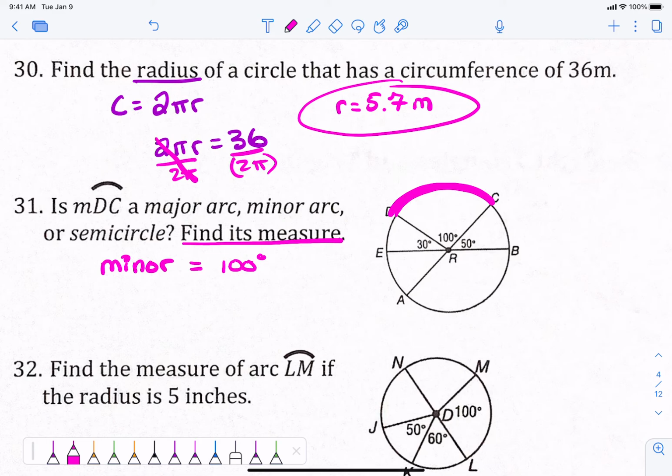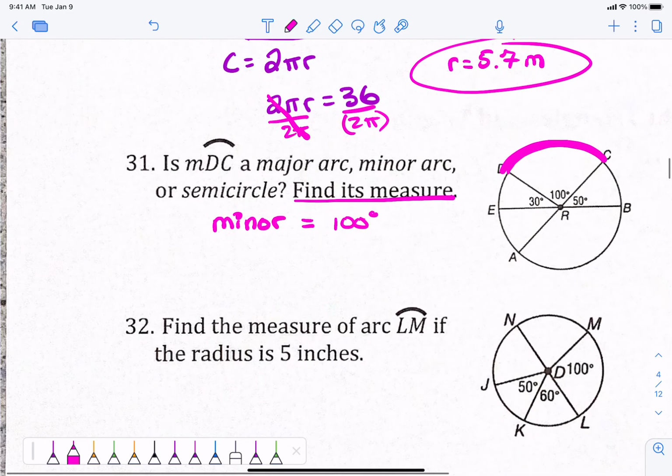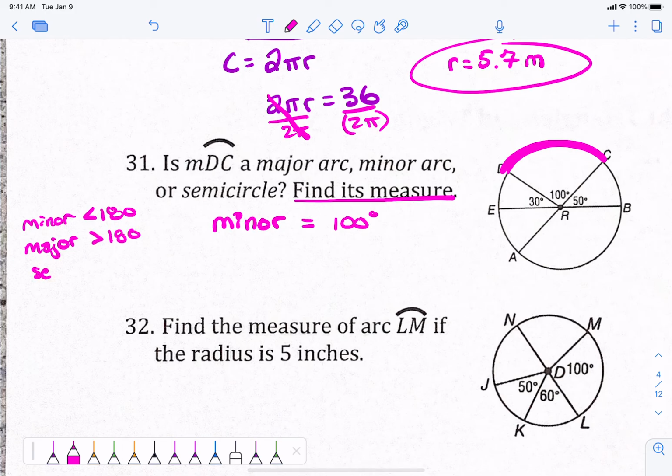Okay, what's the rule? Minor versus major. If it's 180, it's a semicircle. Major arc is more than 180, and minor arc is less than 180. You don't have to write this down if you don't need it. Minor is less than 180, major is greater than 180, semicircle is equal to 180. So this one is minor and it's equal to 100 degrees.